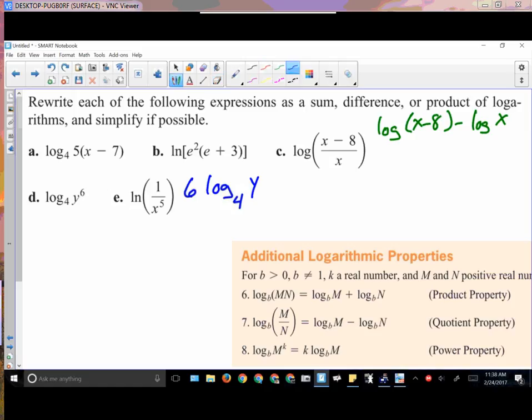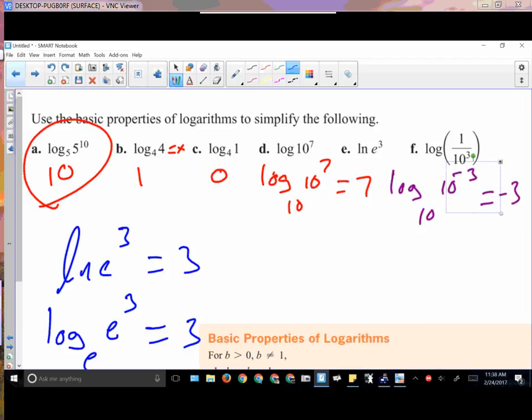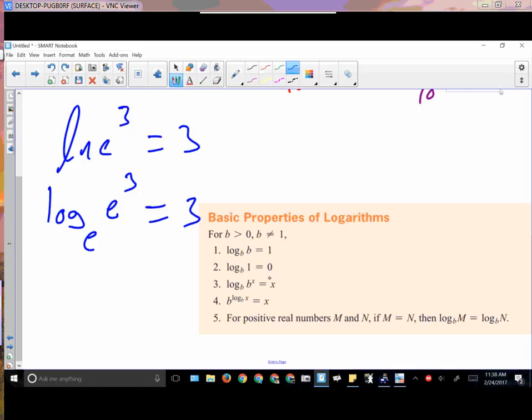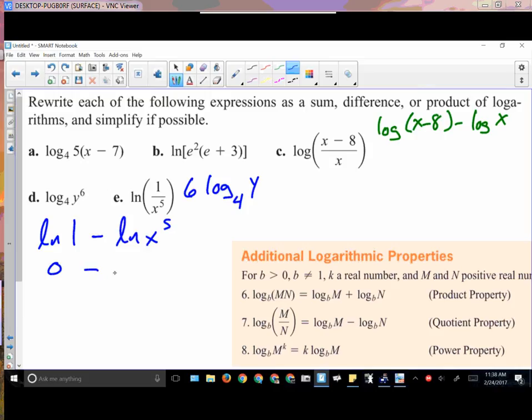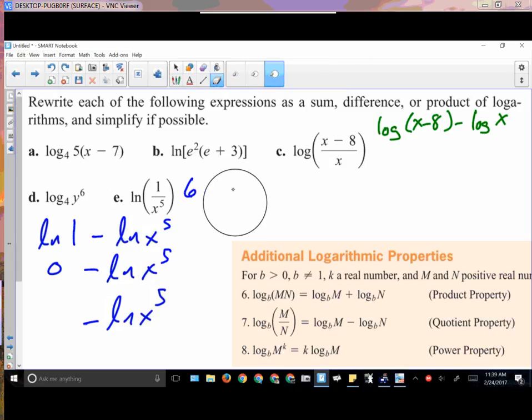So, one way I could look at this would be ln of 1 minus the ln of x to the 5th power. But what did we say that the logarithm of 1, or natural logarithm of 1, was going to be? Well, if I go back to that property, that's equal to 0, right? So that means this would be 0 minus ln of x to the 5th power, or just minus ln of x to the 5th.